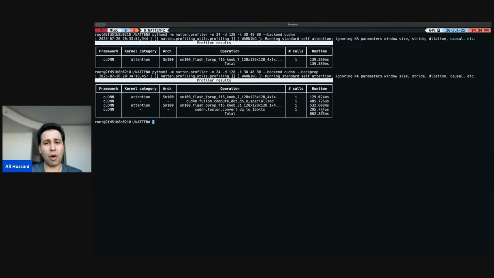And if I enable backprop, that's another reason why we started shipping this: I find it useful to categorize all of these so I don't have to rely on reading the symbol name or operation name to figure out what kernel this is. So the backprop attention kernel is about 532 milliseconds. Forward varies a little bit, so like 130 to 140 milliseconds.